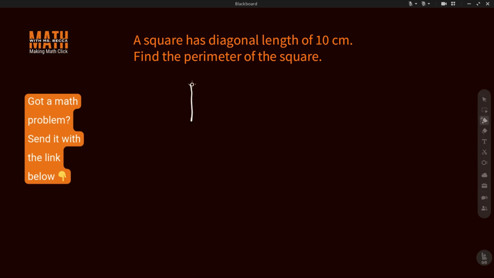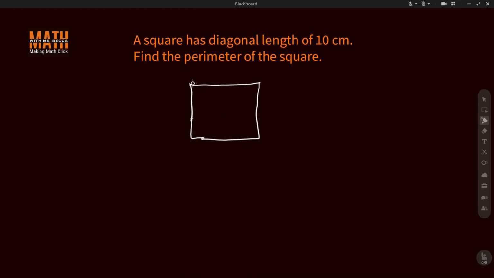This is a square. Don't mind my imperfect drawing. So let's say this is a square. A diagonal is the line that joins two opposite angles. Let's just say this is a diagonal. So the square has a diagonal length of 10 centimeter. So this diagonal is 10 centimeter. Find the perimeter of the square.